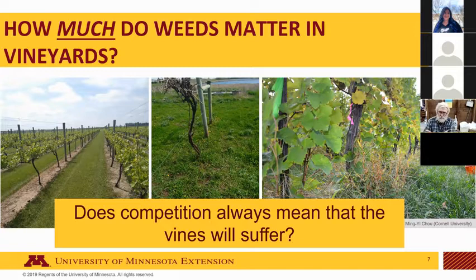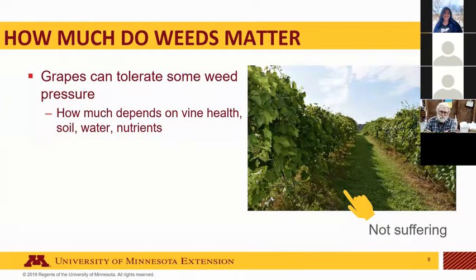So we don't want to make an assumption that just because weeds or vegetation is there, that it's going to outcompete the vines. So the question we want to think about is, does competition always mean that the vines will suffer? The answer is sometimes, but not always. So we know through different research studies in the Midwest and in Pennsylvania and other places in the US and in Europe that grapes can tolerate some weed pressure. How much weed pressure they can tolerate depends on a lot of factors.